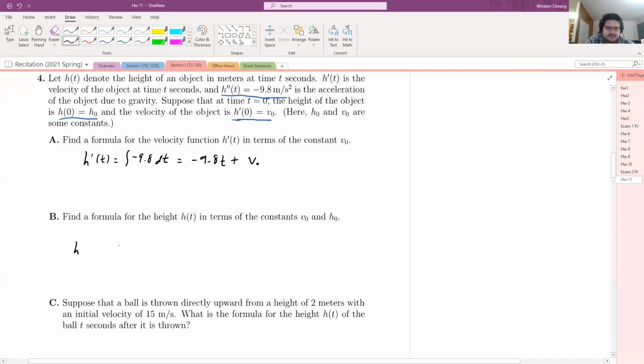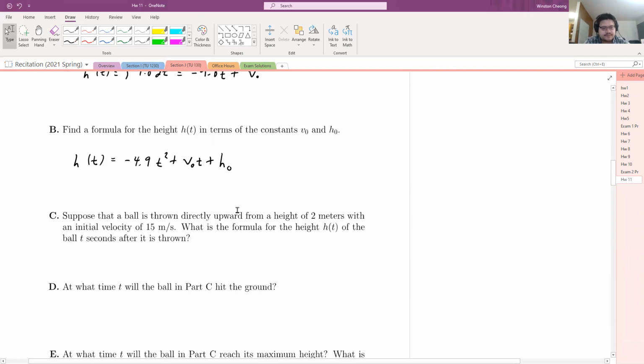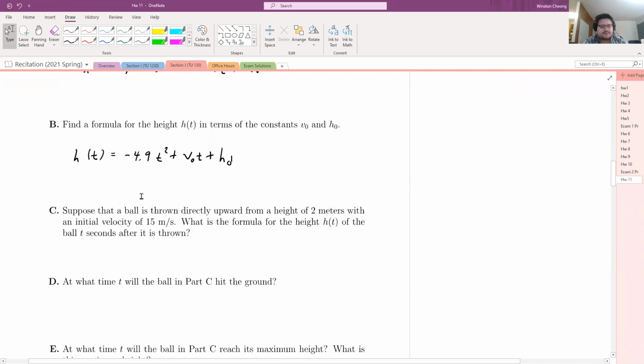For part B, it's the same thing. We integrate the function we just found, this negative 9.8t. We integrate that, and we divide by 2. We get negative 4.9t squared plus v naught t, and then plus another constant of integration. But this time we look at this initial condition and we see that the constant of integration is going to be h naught.